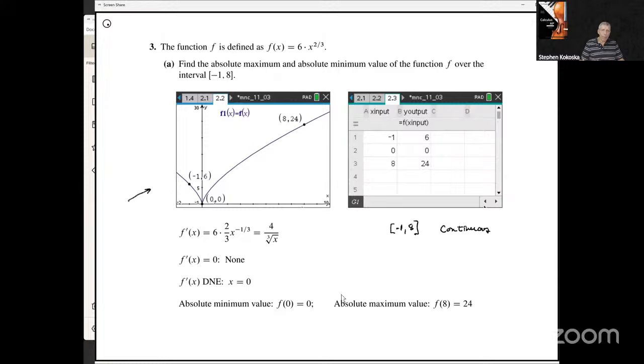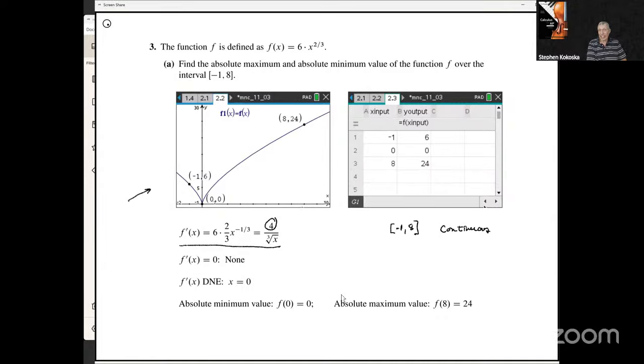Where do I look for those absolute max and min? Well, I look at the endpoints. And I also look at places where the derivative is 0 or does not exist. So, are there any places where the derivative is 0? Well, let's see. Here's f prime. I have a non-zero constant up there in the numerator. There's no way for me to make that 0.